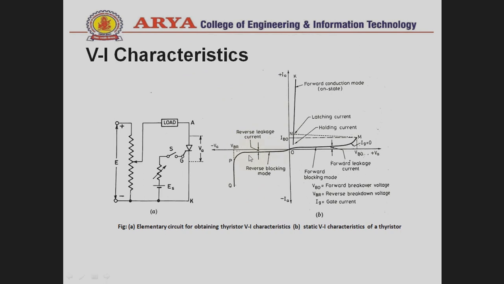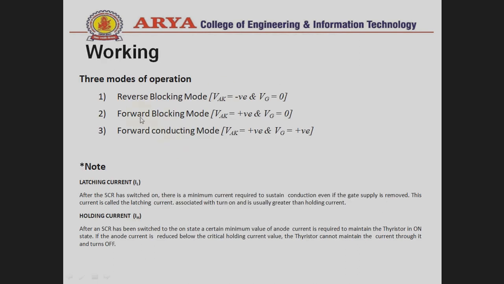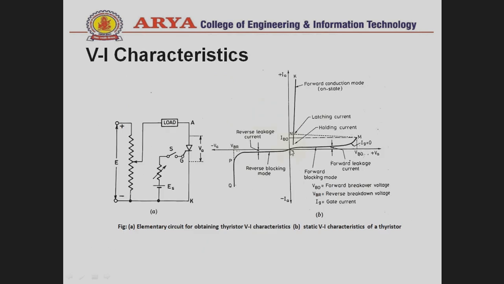In the reverse blocking mode, the minimum current which flows in the reverse direction is known as the reverse leakage current, and the voltage where the breakdown occurs is known as the reverse breakdown voltage. Now, if we change the terminals with anode positive and cathode negative, and the gate voltage is 0, meaning we have not applied any voltage on the gate terminal, then this diagram shows the forward blocking mode.